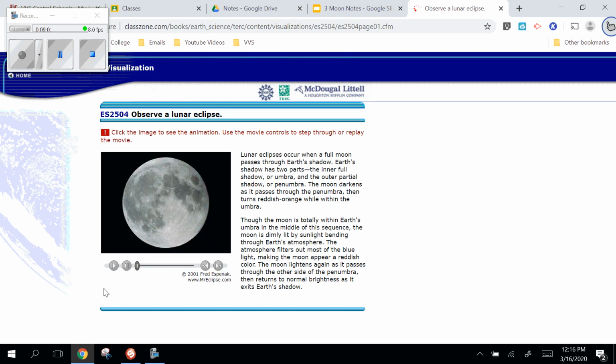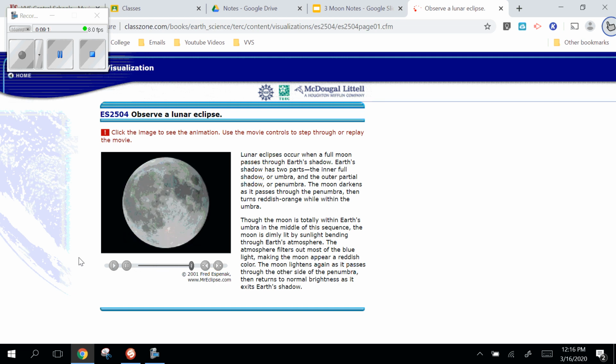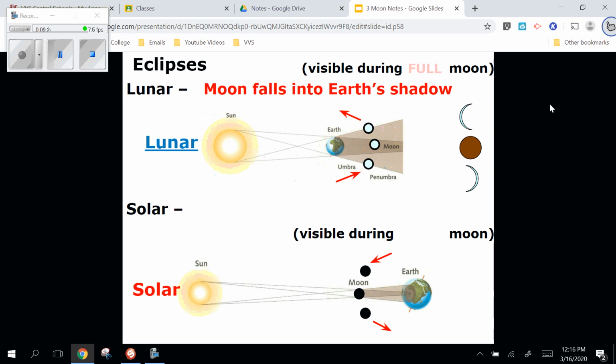All right, so when we see that, it's going to look something like this. Notice it takes on that bloody brown-red color halfway through, right about there. That's because the red wavelengths get refracted around and reach our eyes. We only get a lunar eclipse during a full moon. So it has to be the night side over here, so it has to be a full moon.